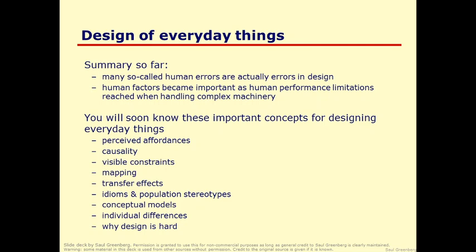How are we going to study the psychology of everyday things, and how does this design factor happen? You'll soon know these important concepts of designing things. We are going to discuss perceived affordances, causality, visible constraints, mapping, transfer effect, idioms, conceptual models, individual differences, and why design is hard. This entire discussion is taken from a slide deck by Saul Greenberg. You can see the permissions written at the bottom.